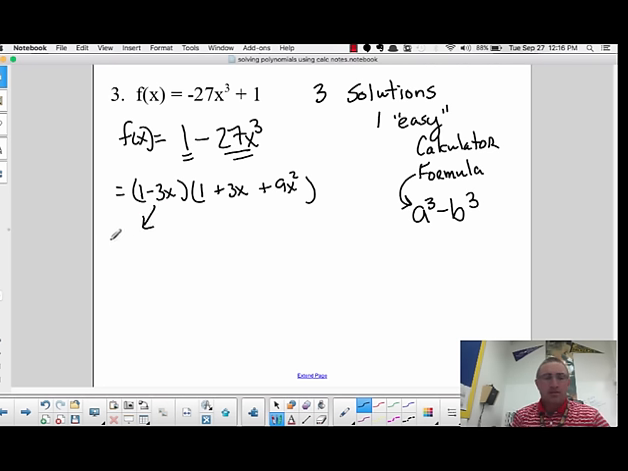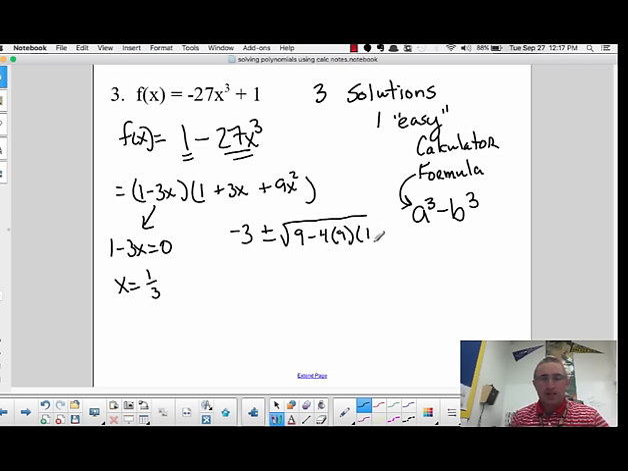The linear term can be set equal to 0 to get 1/3. 1/3. The quadratic term, I can use the quadratic formula. The opposite of b plus or minus square root b squared minus 4. Now be careful. The a is not 1, the a is 9. 4ac all over 2a, all over 18.